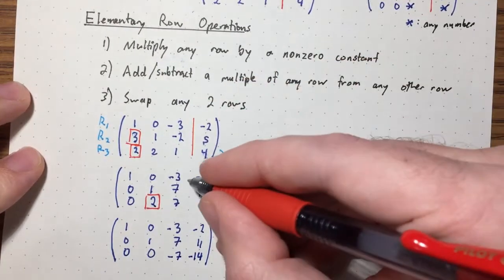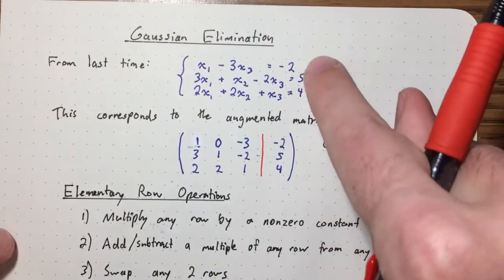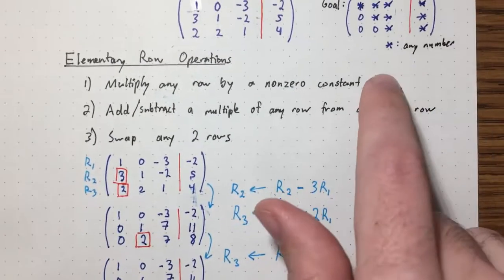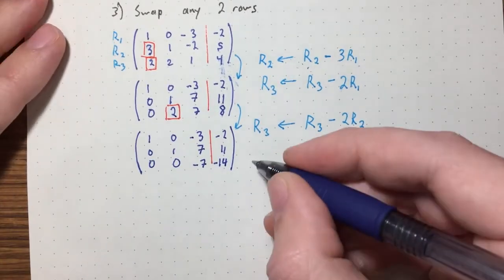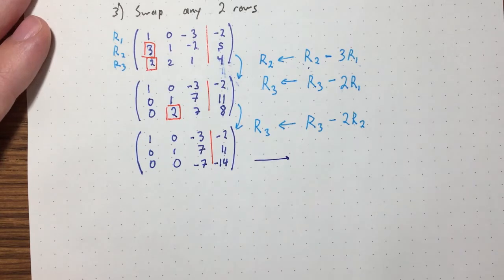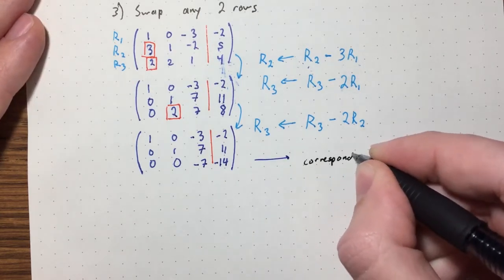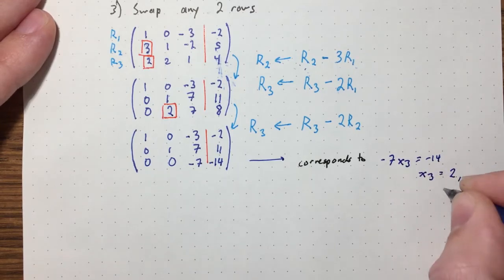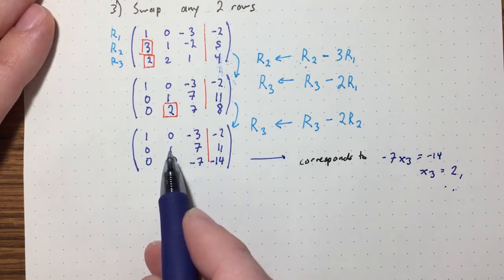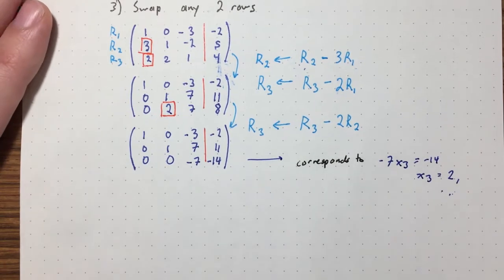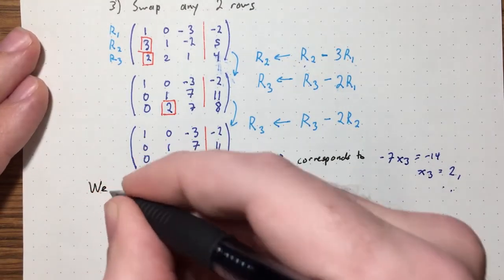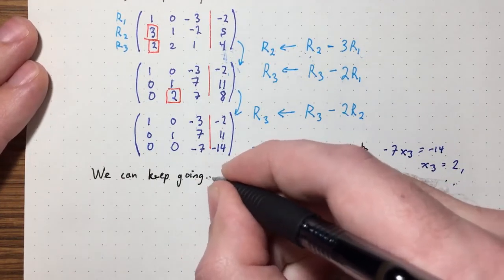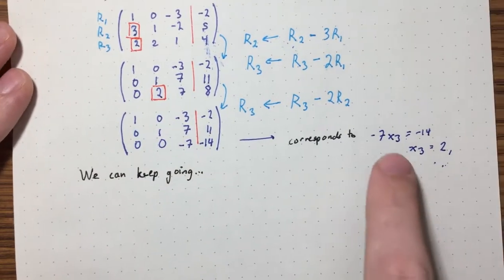All right, let me put in these red dividing lines too, just to separate the coefficient part from this side of the equations. This is great. So this is our goal here, right? What does this correspond to? This third row corresponds to negative 7 x3 equals negative 14, so x3 is 2, and then etc. We could go up and ask what this row corresponds to: x2 plus 7x3 equals 11, but x3 is 2, so we could figure out what x2 is. But the cool thing is we can actually keep going with the matrix. This is really satisfying because you can just see the solution by looking at the matrix. You don't even have to convert it back to these equations.